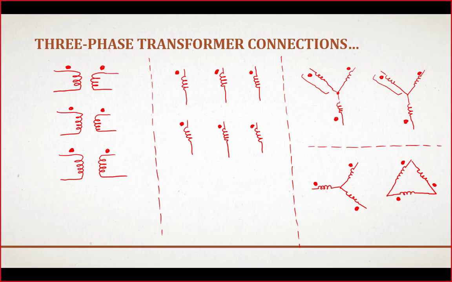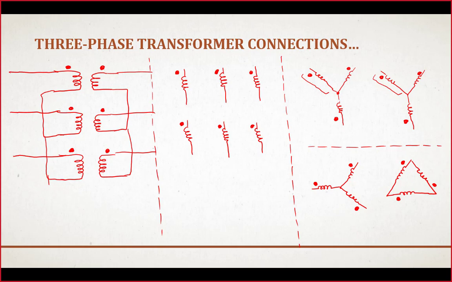Let me draw a few connections here. For example, we want to connect the transformer in YY configuration. So this first configuration can be used to do that. Connect the non-dotted ends with each other, and here are the three terminals for A, B and C. The same is the case on the other side. Connect the non-dotted ends with each other. That will make a neutral point or star point. And these are the three terminals for the three phases A, B, C.